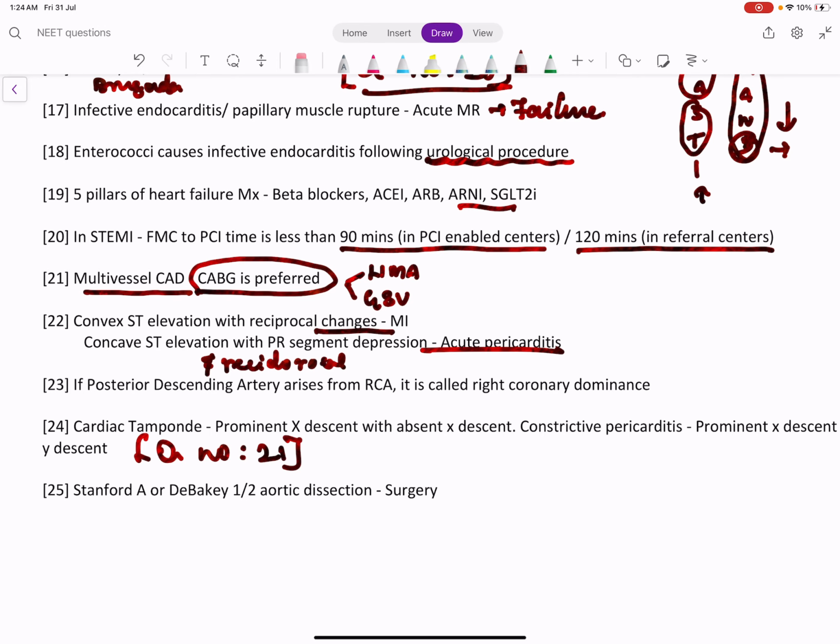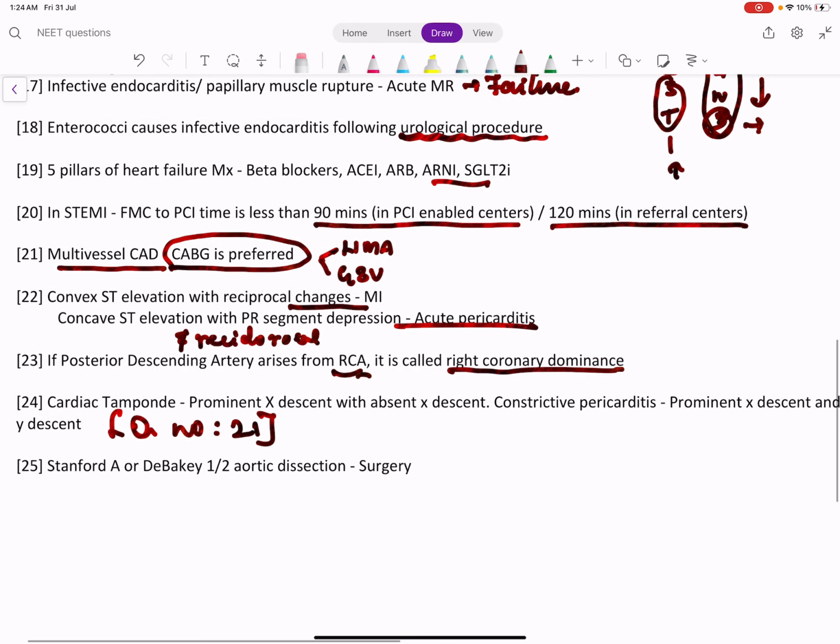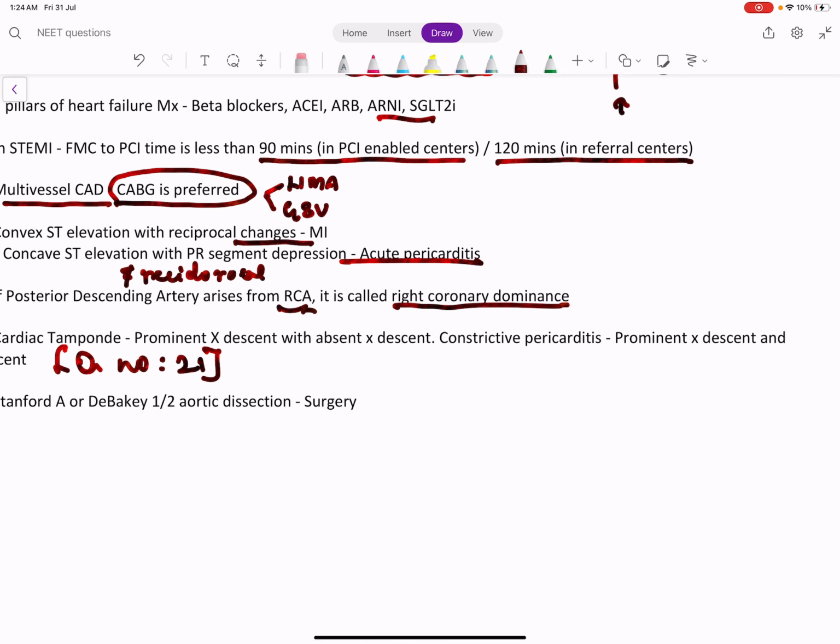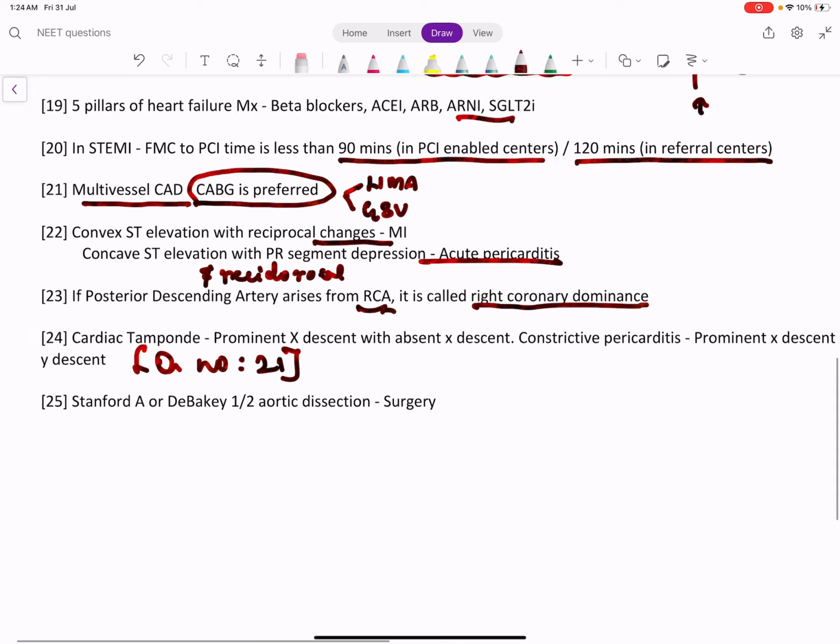If the posterior descending artery of the heart arises from the right coronary artery, it's called right coronary dominance. If the posterior descending artery arises from the left circumflex, it is called left dominant system. If it arises from both, it's called co-dominant system.